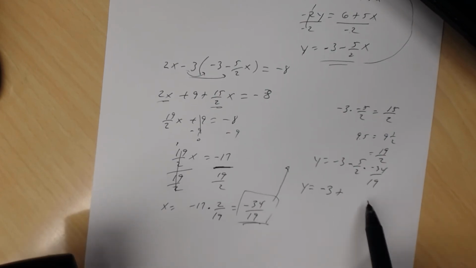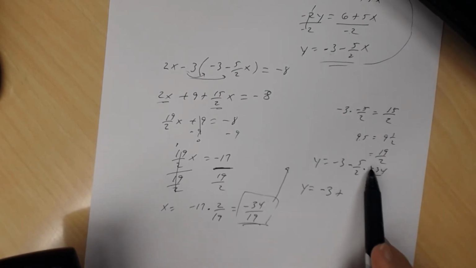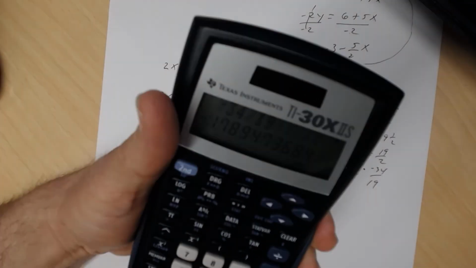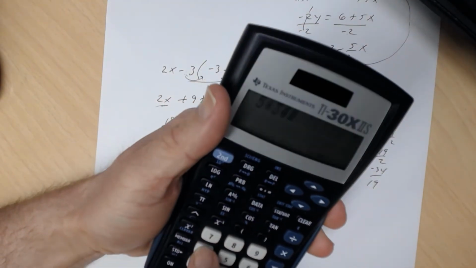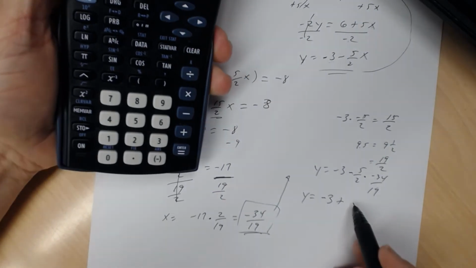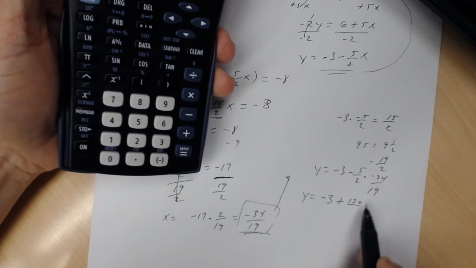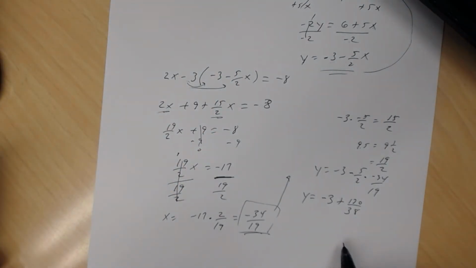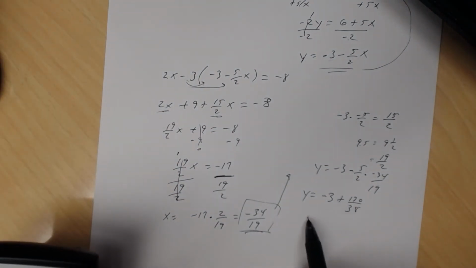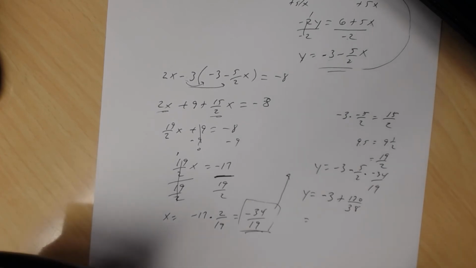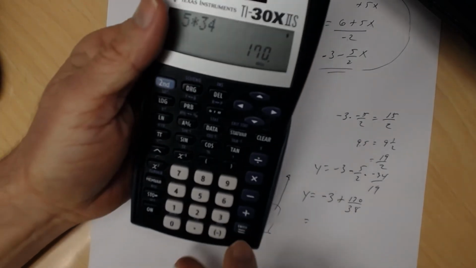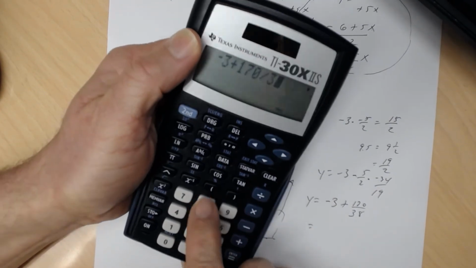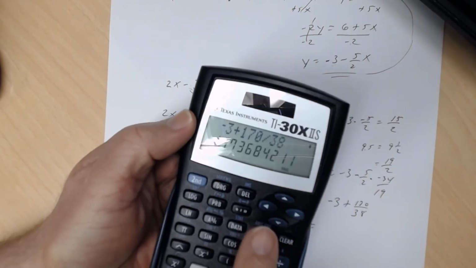Remember, when multiplying fractions, multiply the numerators together and multiply the denominators together. So 5 times 34 is 170, and then 2 times 19 is 38. So that's what I get. Now on your calculator, figure out what that is. Negative 3 plus 170 divided by 38. Use your calculator: negative 3 plus 170 divided by 38 equals, and I get this.